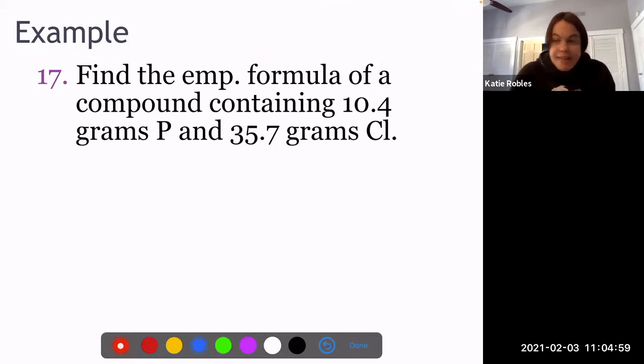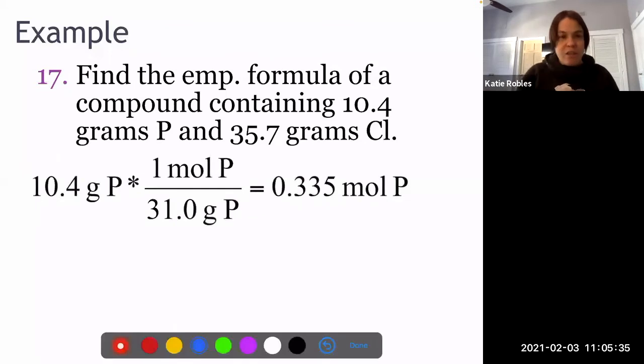Okay, so this says find the empirical formula of a compound that contains 10.4 grams of phosphorus and 35.7 grams of chlorine. So step number one, convert to moles, right? What some students will do right away is they'll look at that and they'll say, okay, well, it's 10 and it's 35.7. So maybe it's a 1:3 ratio or a 1:4 ratio. No. You're not allowed to look at it like that because all atoms have a different mass. So the first thing you've got to do is convert it to moles.